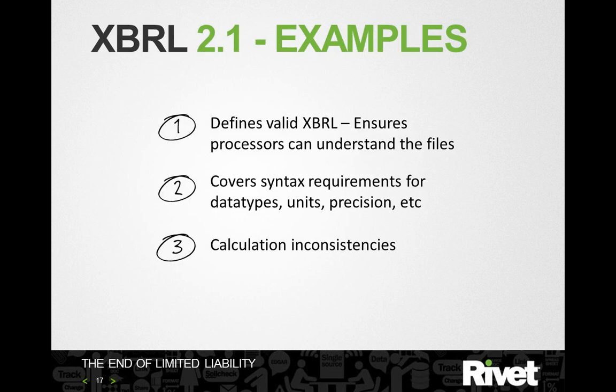It's a very big document. It's got, like I said, hundreds of requirements that we won't go into a lot of detail about, but it ensures processors can understand the files. All these requirements serve a purpose, and that's to standardize the way that people prepare XBRL so it can be understood by XBRL processors. And it covers syntax requirements for data types, like Campbell mentioned, and units and precision. And also one that comes up a lot that filers see is calculation inconsistencies. Those are defined in the XBRL 2.1 specification. So that's one validation category.